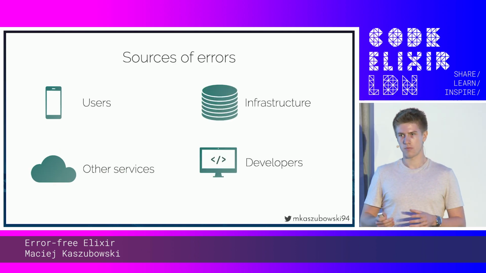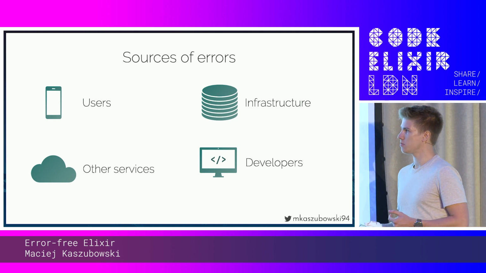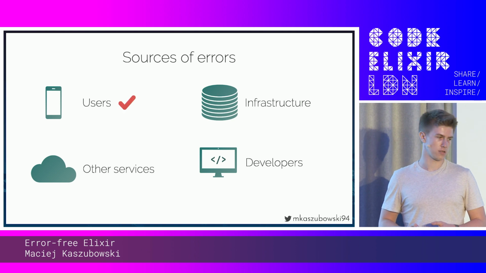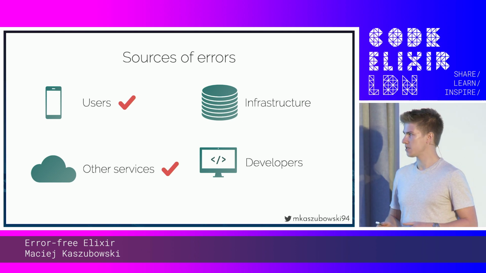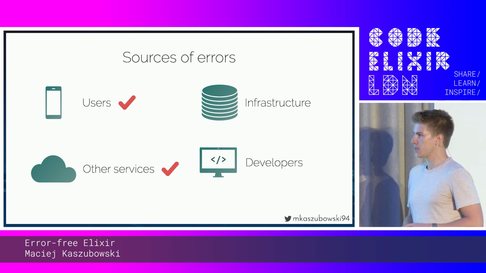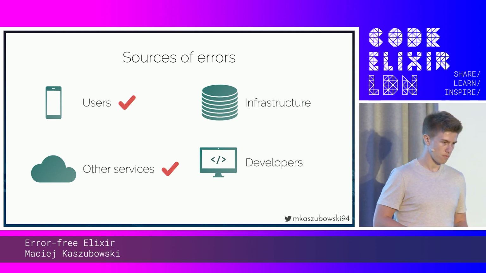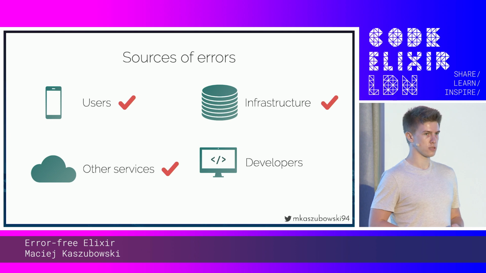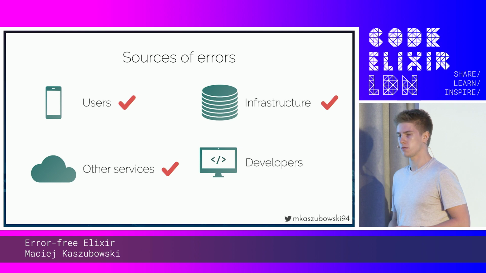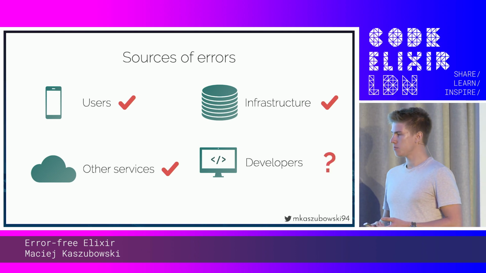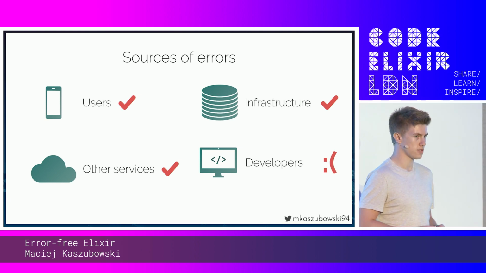So how do these two approaches deal with different types of errors? When it comes to user errors, we deal with them mostly with error tuples. When it comes to other services, we sometimes use error tuples, for example, when the user doesn't have funds. Sometimes we crash. If the service is down and we don't know what to do, we can crash. When it comes to infrastructure, we mostly use the let it crash approach because it's rarely something that we can fix. Sometimes we can retry.